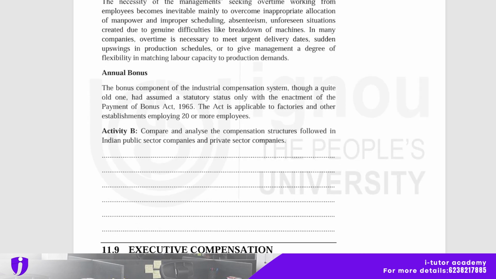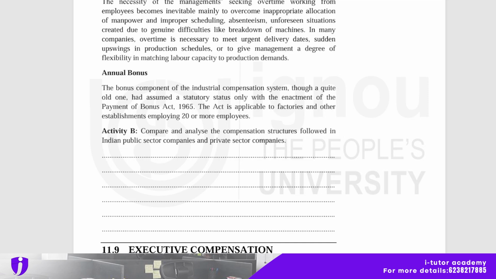And annual bonus. The component of the industrial compensation system, though a quite old one, had assumed a statutory status only with the enactment of the Payment of Bonus Act 1965.